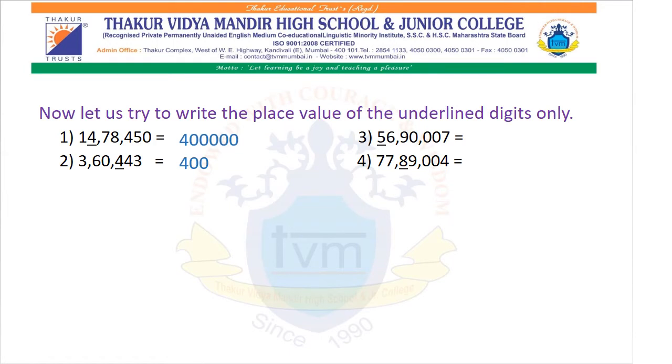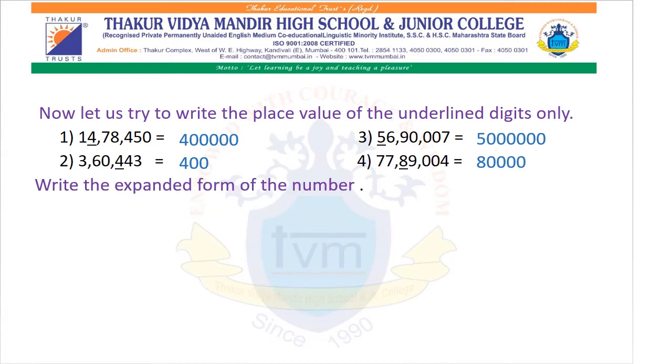Correct? Now go to the third sum. It is 56,90,007. The underlined digit is 5. The place of this 5 is 10 lakh. So 10 lakh into 5, place value becomes 50 lakh. Fourth one, 77 lakh 89,004. So underlined digit is 8. What is the place of this 8? Yes, try it. It is 10,000. So the place value will be 8 into 10,000, 80,000. Correct, children? Good.